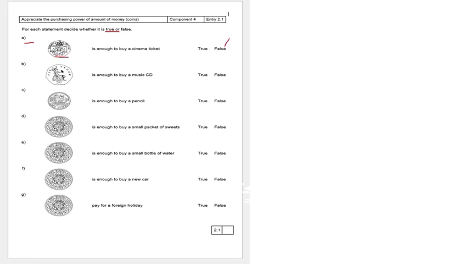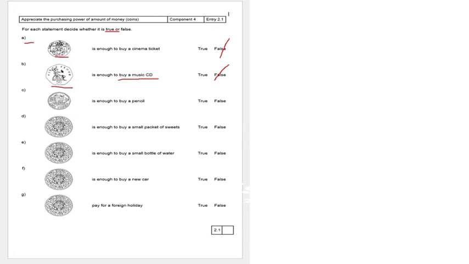Well, that's false. The cinema ticket is normally more than that. On average, based on the current calendar year, it's around £5 to £6, but potentially it can go up to even £15 per ticket, but that's a rough estimate. For part B, 50p is enough to buy a music CD. A CD normally costs a bit more, so I'm going to say that's false.